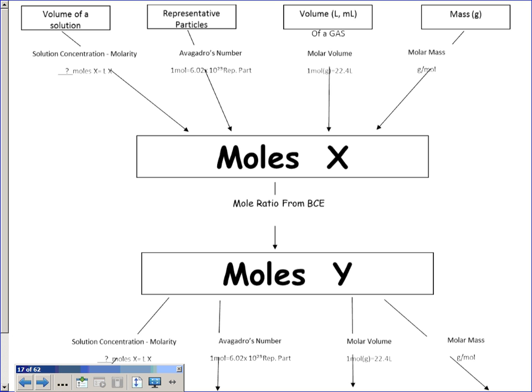Mole ratio from balanced chemical equation. If you did not write coefficients there, go ahead and write that now because that's the only way you're going to remember. That's your support system at home, is your notes and the videos and online. I mean, there's tons of resources, and if you didn't get started, that's on you.